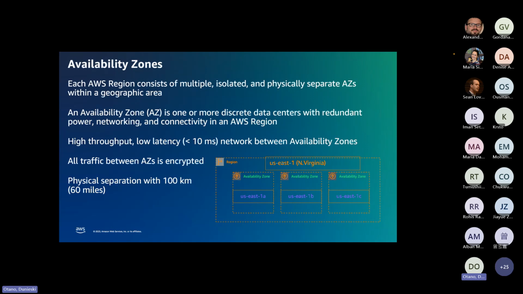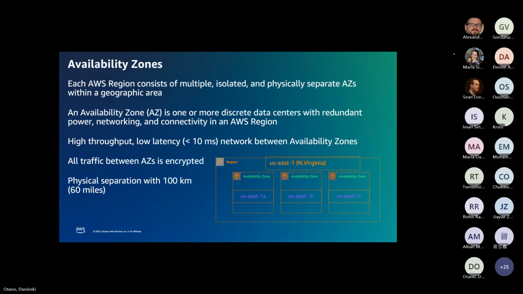So we have regions at this moment. We have 32 regions across the world. We have 102 availability zones, and each availability zone has at least one data center, and each data center has at least 50 to 80,000 servers. So all these availability zones have high throughput and low latency, so it takes about 10 milliseconds to communicate between them, right? And all the traffic between them is encrypted. So customers don't have to worry about encryption, how secure the traffic between those AZs is, right? So those are details about the availability zone.